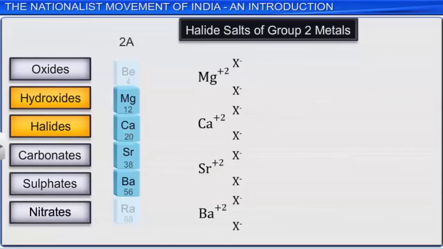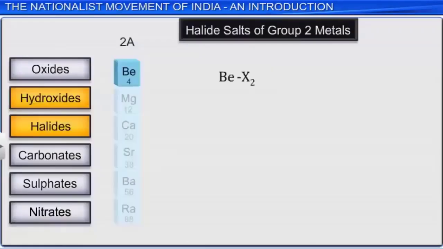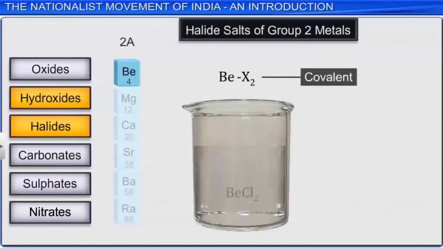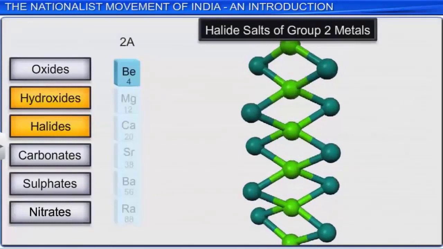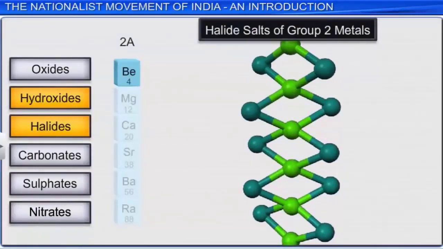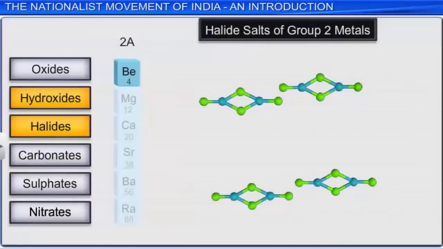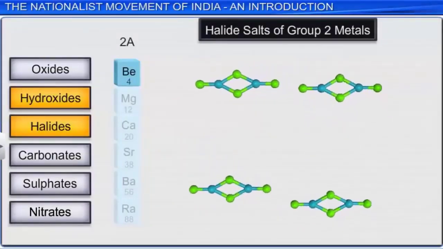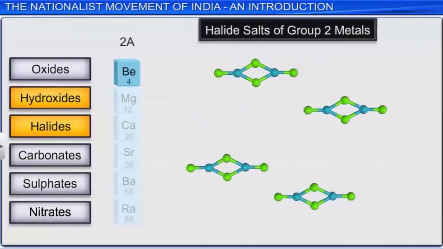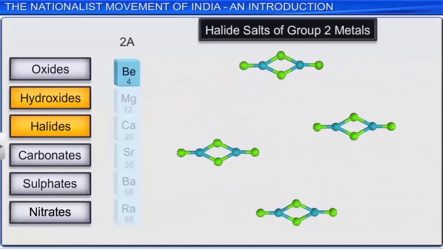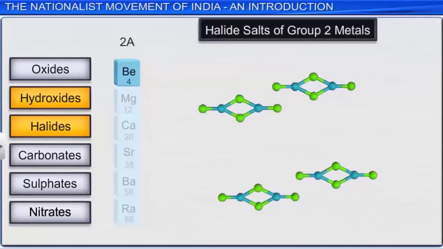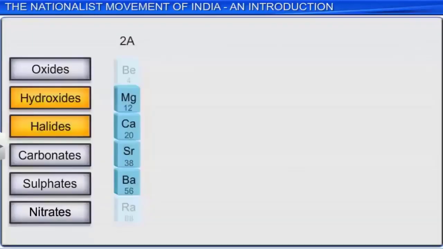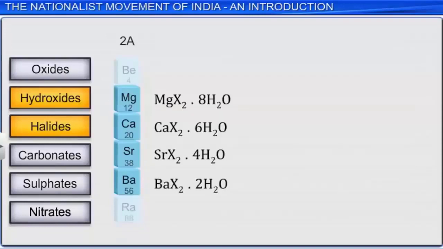The halide salts of the alkaline earth metals are essentially ionic in character, with the exception of the halides of beryllium. The beryllium halides are primarily covalent and thus are soluble in organic solvents. In the solid state, beryllium chloride has a chain structure. However, in the vapor phase, beryllium chloride forms a dimer. These dimers dissociate into monomers at very high temperatures.